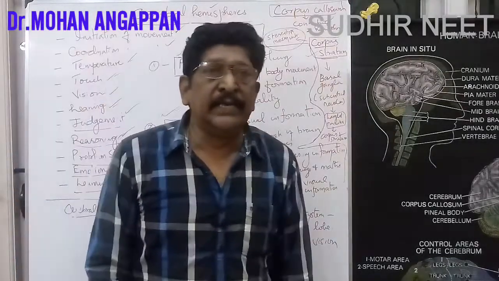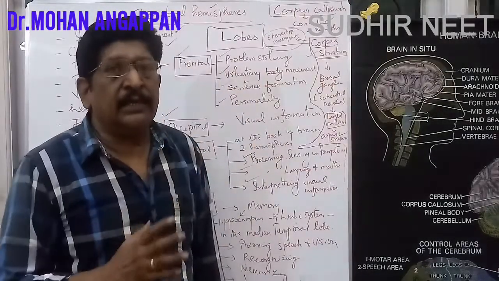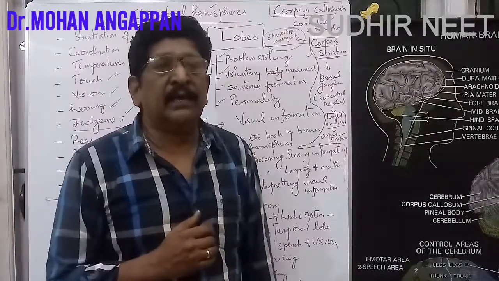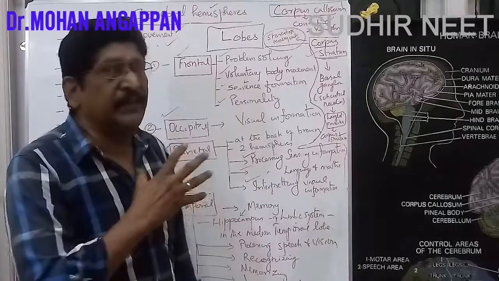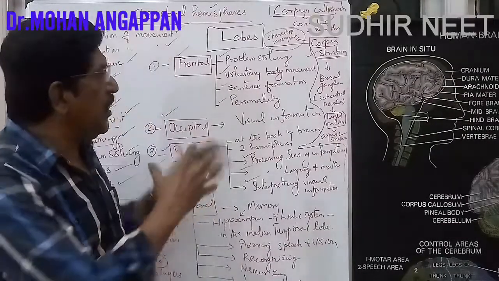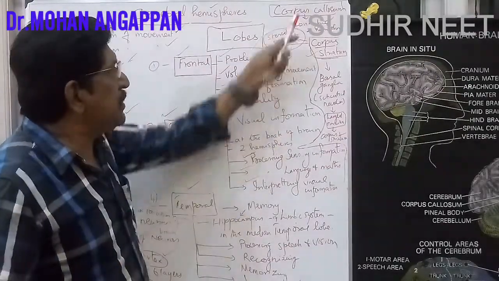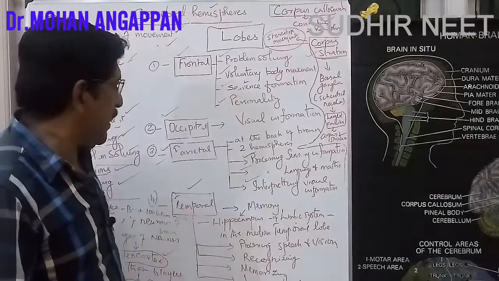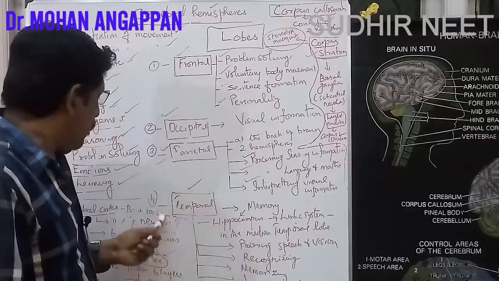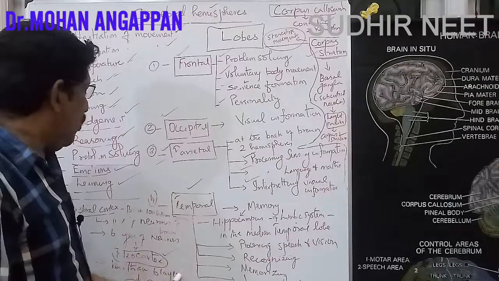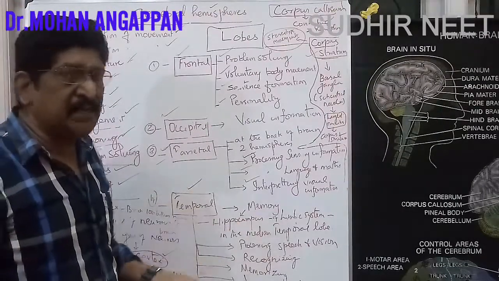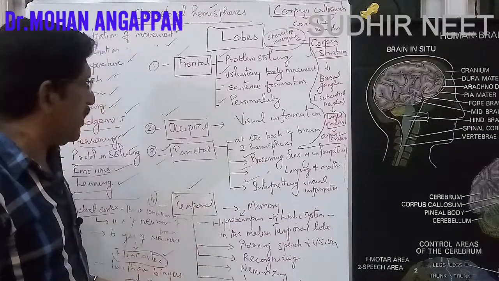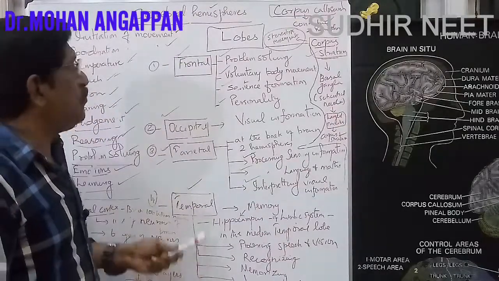So I hope guys, in this chapter today I have covered everything regarding the cerebral hemispheres, the cerebrum. What are the functions, what is the corpus callosum, what is the corpus striatum, and then what are the neurons, how many neurons are there in the cerebral cortex, what is the neocortex, what is the allocortex, and then the 4 lobes of the cerebral hemisphere.